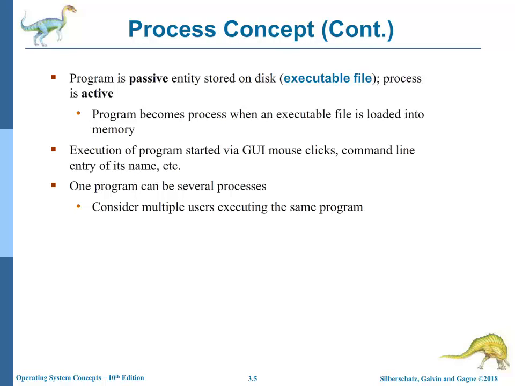We can either double-click on the GUI icon of the executable file or type the name of the executable file in the command line. Although two processes may be associated with the same program, they are considered two separate execution sequences. For example, if you open multiple web browsers, each web browser is a process. Their text sections may be equivalent, but the data, heap, and stack sections are different.